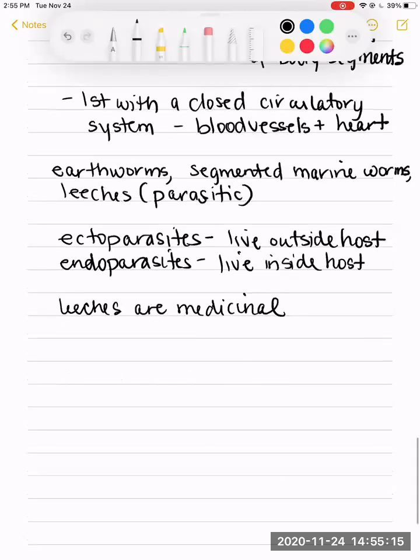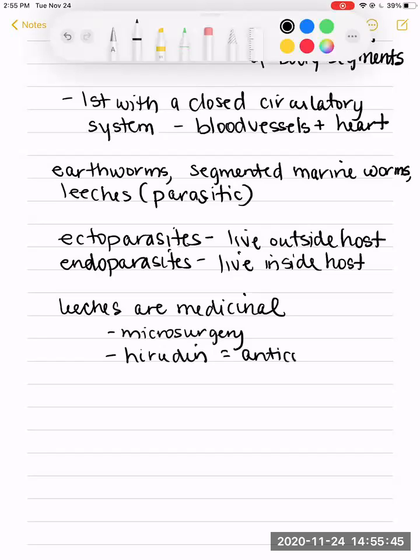A long time ago, if you had a cold or flu, they would put leeches on you to suck out the toxin. They felt like you could suck out the bad blood and you would get better. They're used today in microsurgery. If they're doing a surgery on your fingers or toes, they can put leeches in there because leeches produce what's called pyridine, which is an anticoagulant.